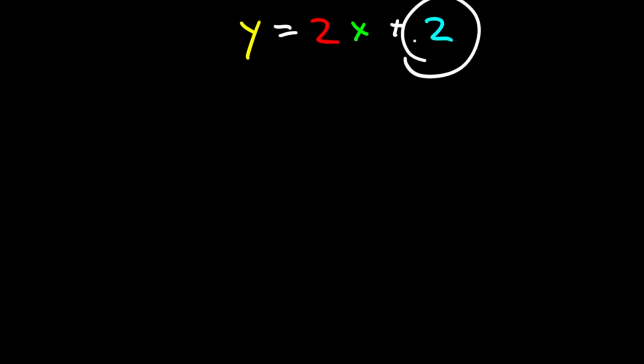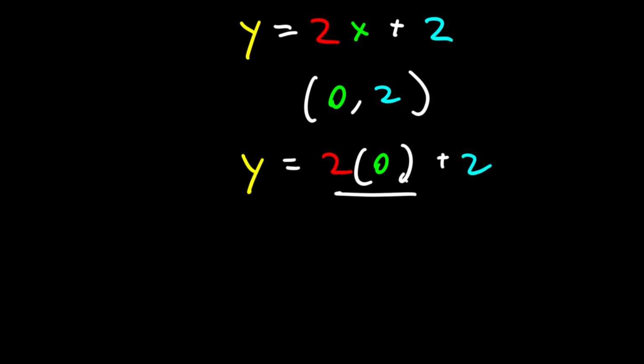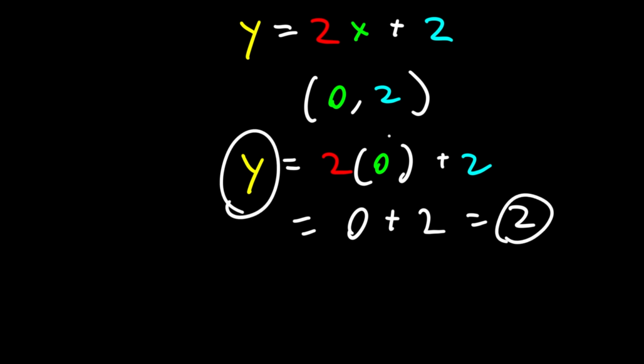We know that b is 2. So our y-intercept is going to be at (0, 2). And x is always going to be 0 at the y-intercept. Now if we really wanted to be safe and check, we can always use the equation. So let's replace x with 0. And 2 times 0 equals 0. And then we have plus 2. 0 plus 2 equals 2. So y equals 2 when x equals 0. So this point is correct.